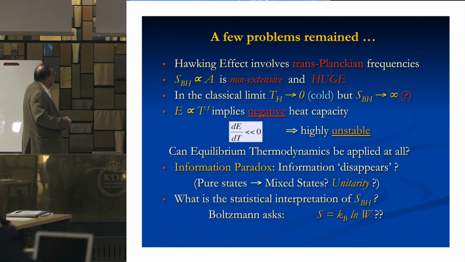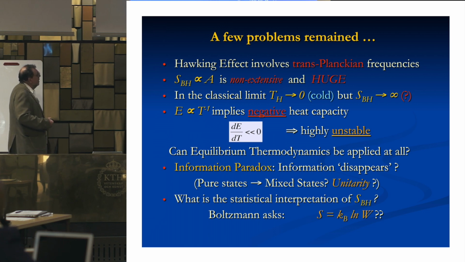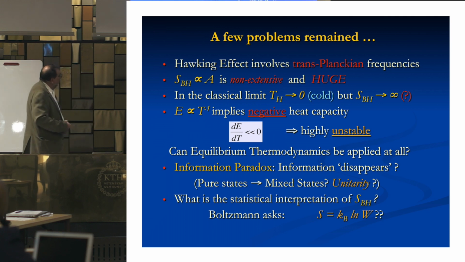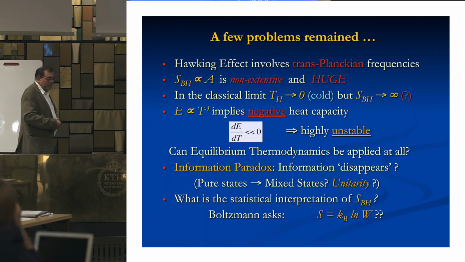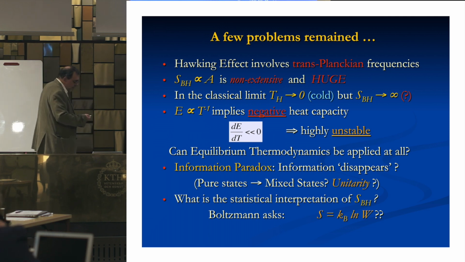One can ask, can equilibrium thermodynamics be applied at all to this system? Then we, of course, have the information paradox, the question of whether information disappears, mixed states appearing from pure states, unitarity, where is this information stored? And standing in the back of all of this somewhere is Ludwig Boltzmann with his epigram on his gravestone, asking, well, where's my formula? How did you count the states? The logarithm of what quantity is this entropy? So these questions remain.